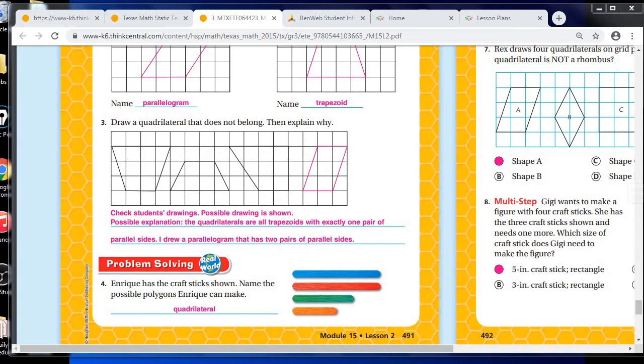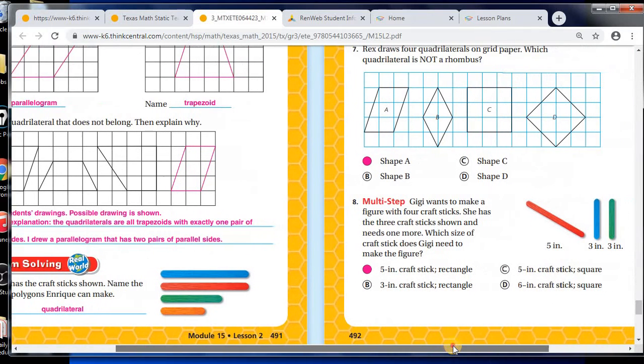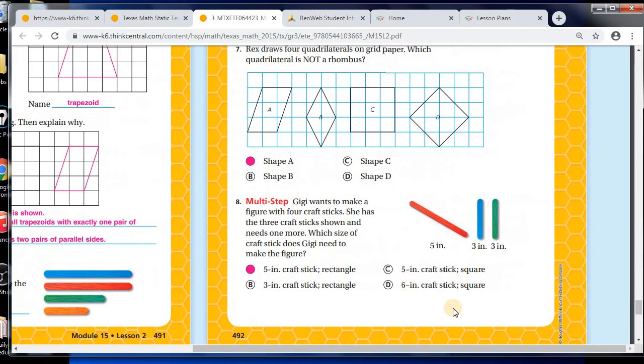Good, I hope you have that one. Very good. And why is it a quadrilateral? Because they're asking you for the polygons. Remember, a polygon is a four-sided shape that has four angles.